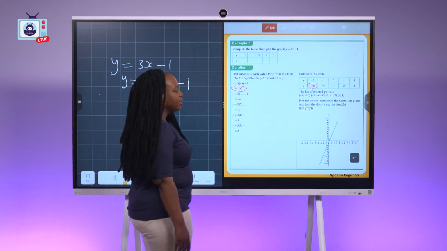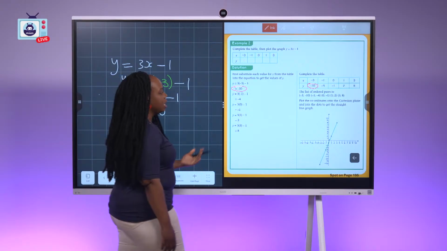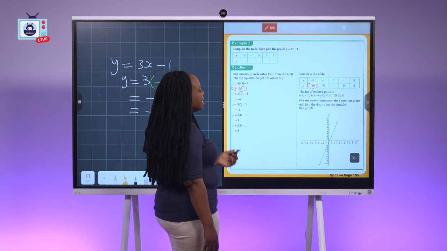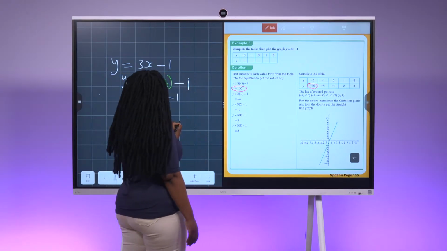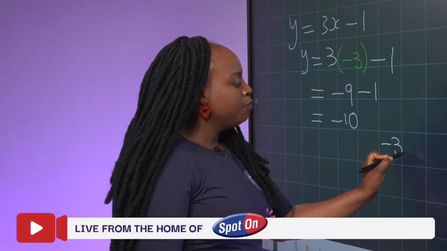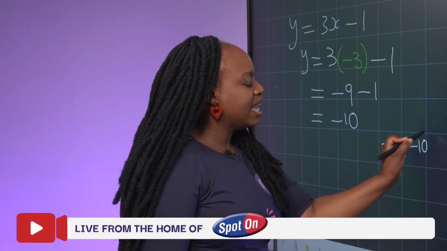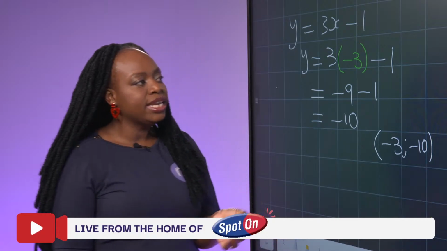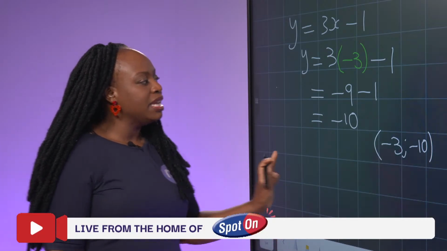Can you see that? So you have your -10, and then the coordinate format of that is going to be where x is -3, y is -10. So every time we write the coordinates, we write them in terms of x and y.